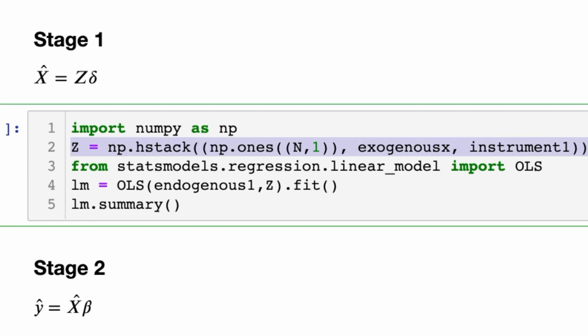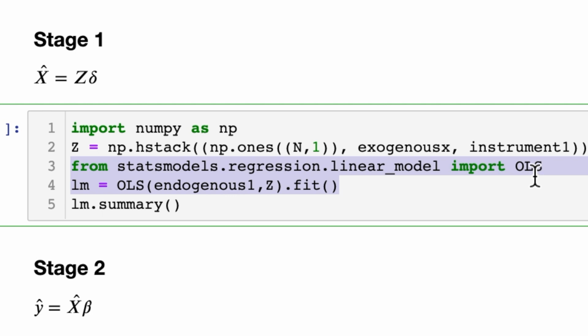So Z in this case isn't the actual instrument, but the combination of the variables we'll use to fix our endogenous variable. So I'm just going to slap together our constant term, our already exogenous variables that don't need the fix done to them, and the instrument.